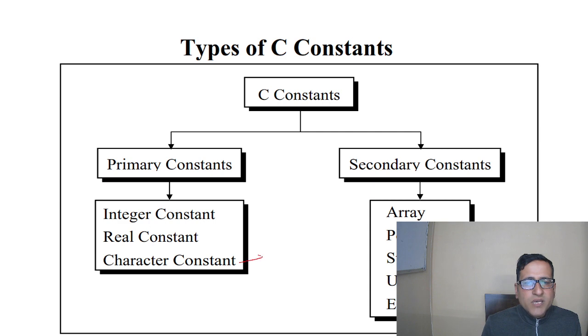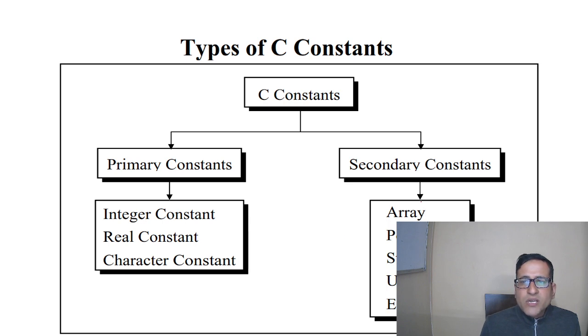Character constants. Character constants are one alphabet or one digit. We represent these like this. If we say 1, this is a character constant. We have to use single inverted commas to represent a character constant.